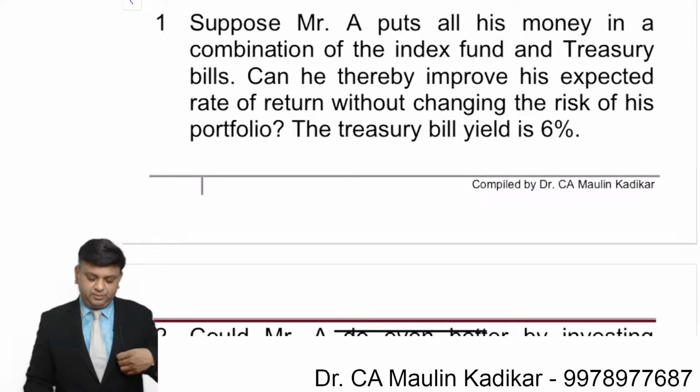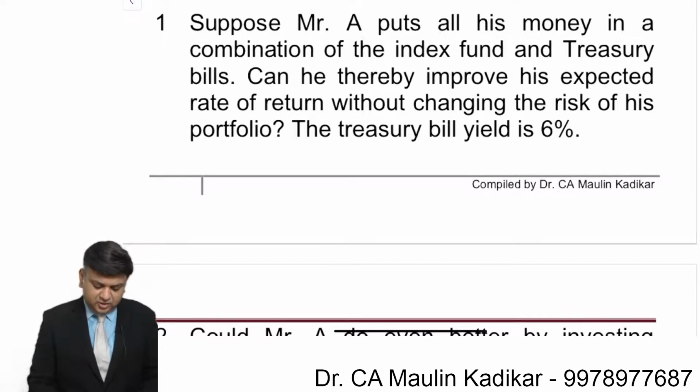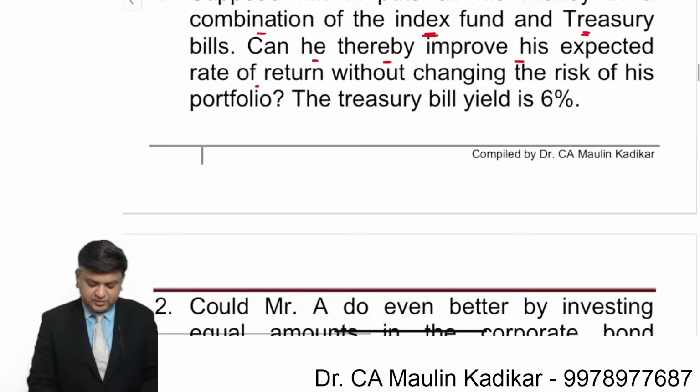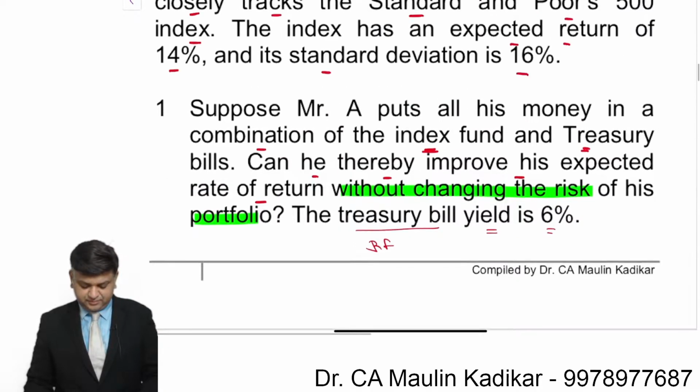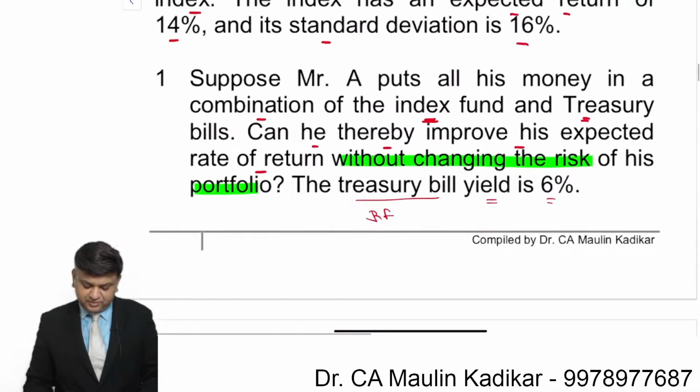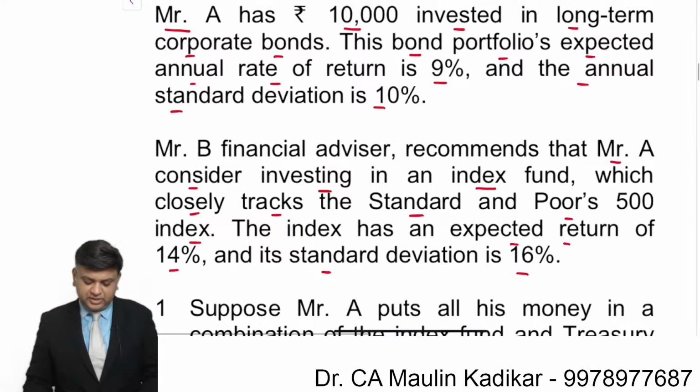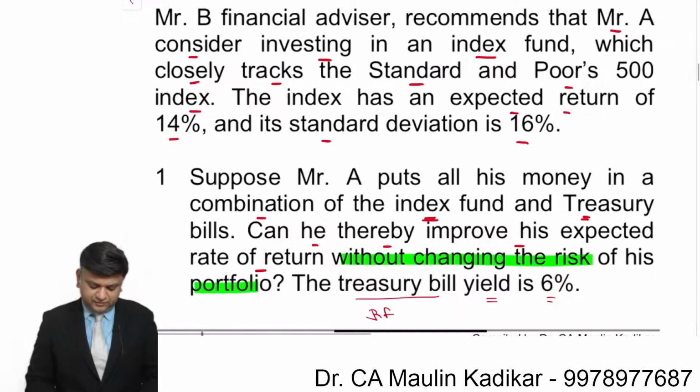Suppose Mr. A puts all his money in a combination of index fund and treasury bill. Can he thereby improve his expected rate of return, highlight the portion, without changing risk of his portfolio? The treasury bill means risk-free rate of return yields. It means it generates a return of 6%. Then the second part of the question is here, which I would like to read later on. I request all of you to give answer for the first part of the question in the chat box.